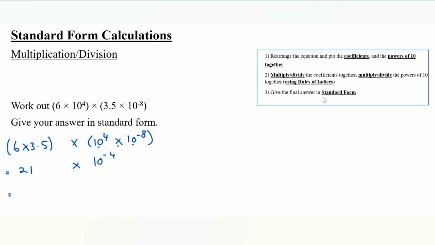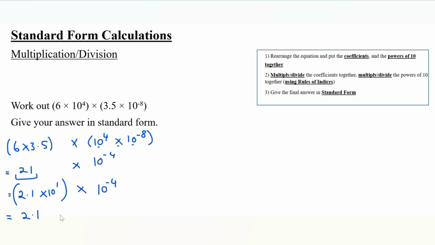Now we need to give our final answer in standard form. And when we're giving an answer in standard form, this number here, A, as looked at in the previous video, must be between 1 and 10. 21 is larger than that, so we need to change this. And if we want this number to be between 1 and 10, we can rewrite 21 as 2.1 times 10 to the power of 1, multiplied by this same number here, 10 to the power of minus 4.